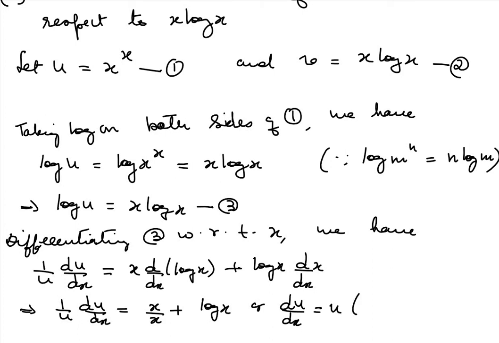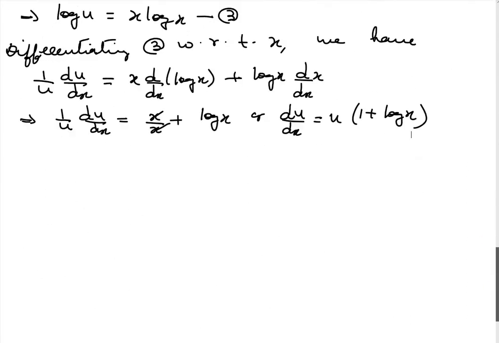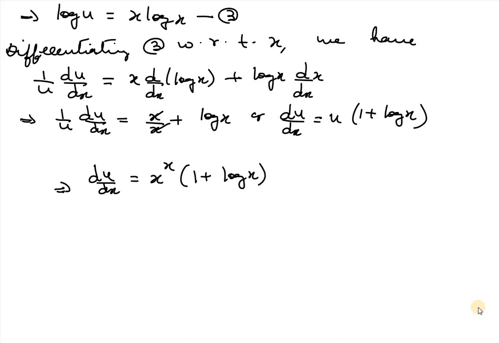Or du dx is equal to u times of x by x, which is 1, so it will be 1 plus log x, and you can replace the value of u by what? What is u from equation 1? It is x to the power x. So this will imply that du dx is equal to x to the power x into 1 plus log x. Name this as equation 4. You can write from 1, u is equal to x to the power x.